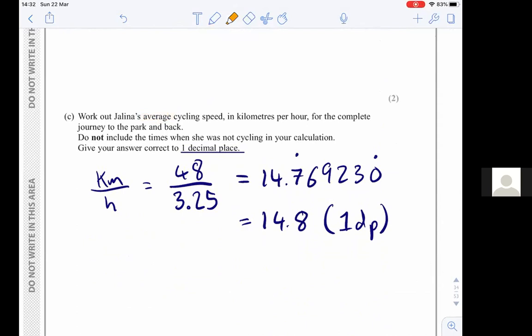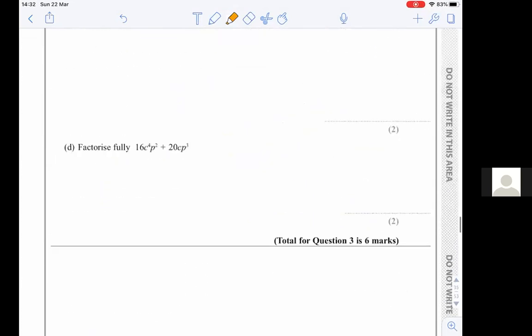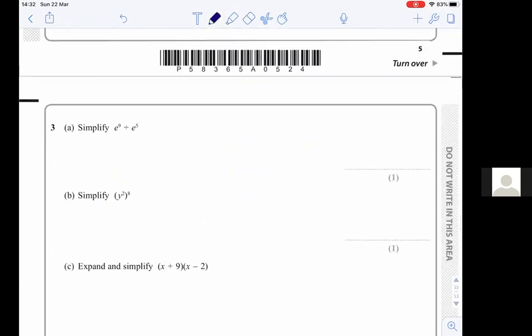Or add all 3 speeds up and divide by 3, but it's a much simpler question than that. How far have they gone? How long has it taken? What's the average speed? Okay, question 3.